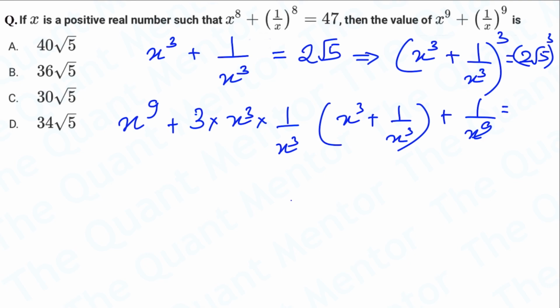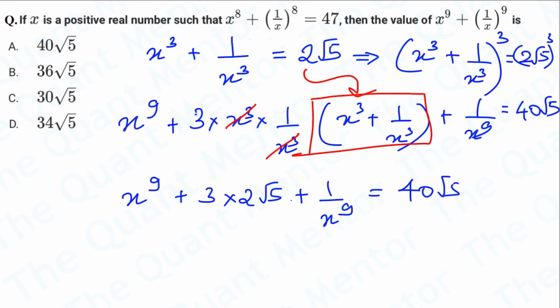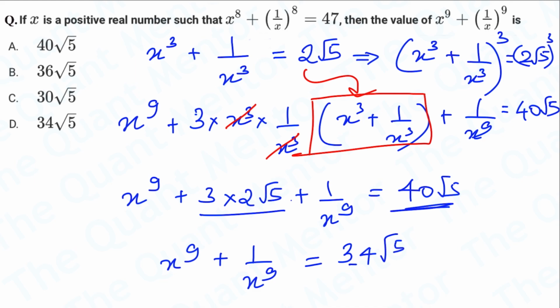Guys, 2 cube is 8 and root 5 cube is 5 root 5. So this becomes 8 into 5, 40 root 5. x cube obviously gets cancelled out. And x cube plus 1 upon x cube we already know is 2 root 5. So we get x raised to 9 plus 3 into 2 root 5 plus 1 upon x raised to 9 is 40 root 5. 3 2s are 6 root 5. So subtracting 6 root 5 from both sides, I get x raised to 9 plus 1 upon x raised to 9 is 40 root 5 minus 6 root 5, which is 34 root 5. And that is very clearly the D option.